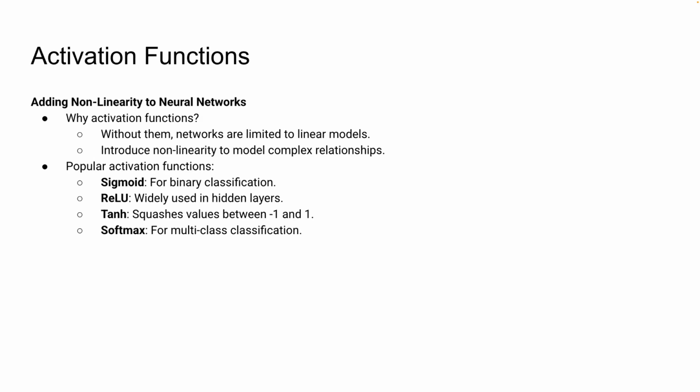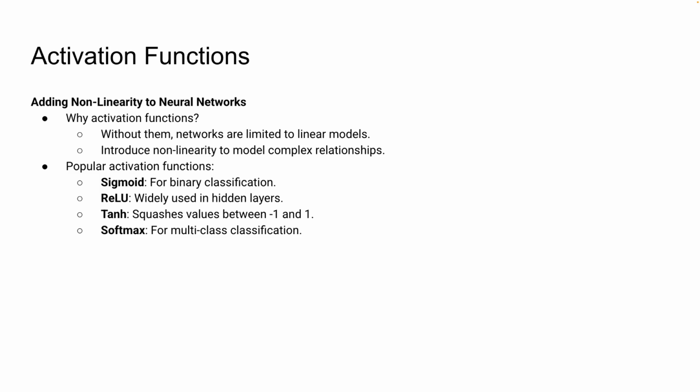Activation functions. Now, let's focus on a critical component of neural networks: activation functions. You might wonder why we need these at all. Without activation functions, neural networks would essentially be fancy linear models, which have limited capabilities. They're like trying to draw a picture using only straight lines. No matter how many you use, you can hardly capture the curves of a face or the sweeps of a landscape.